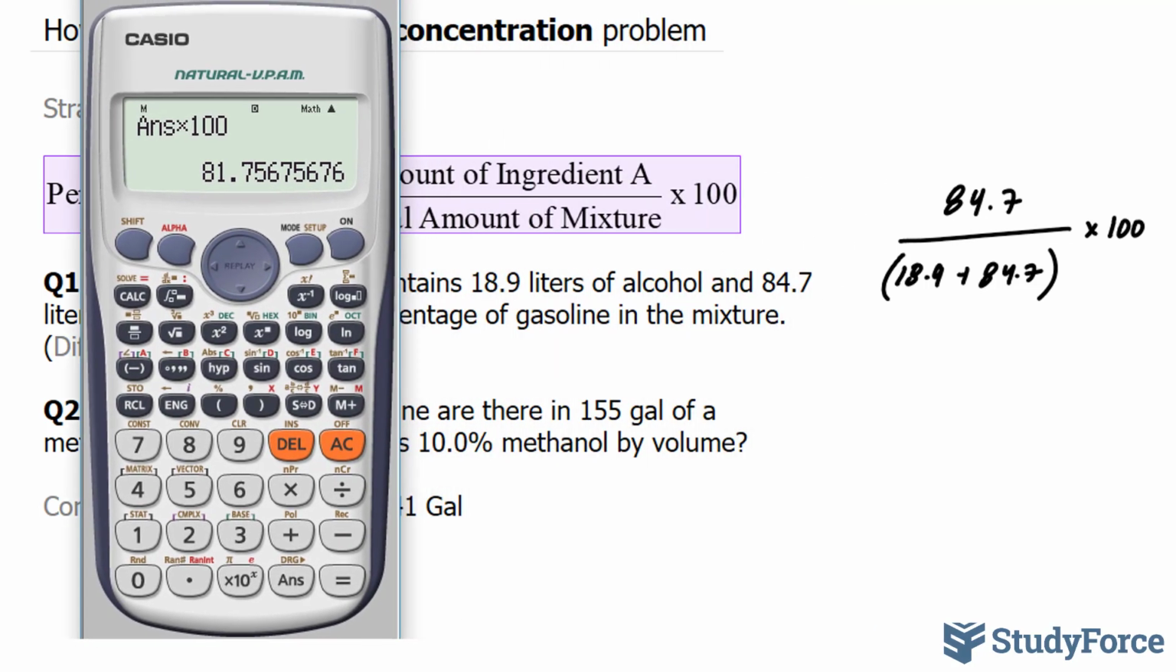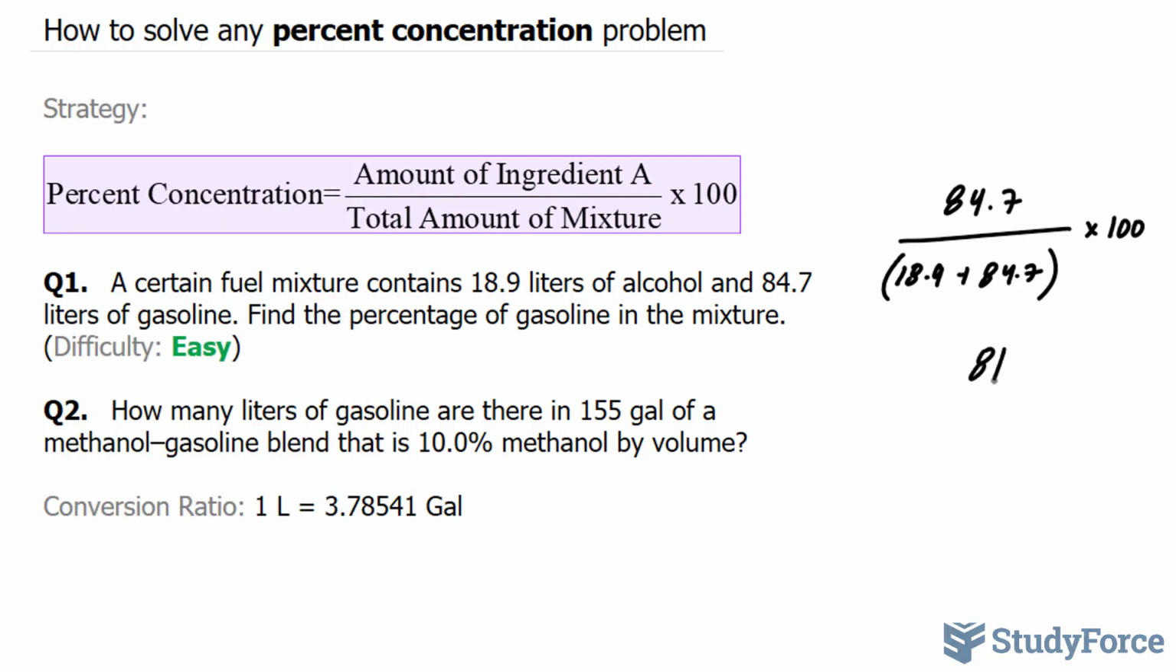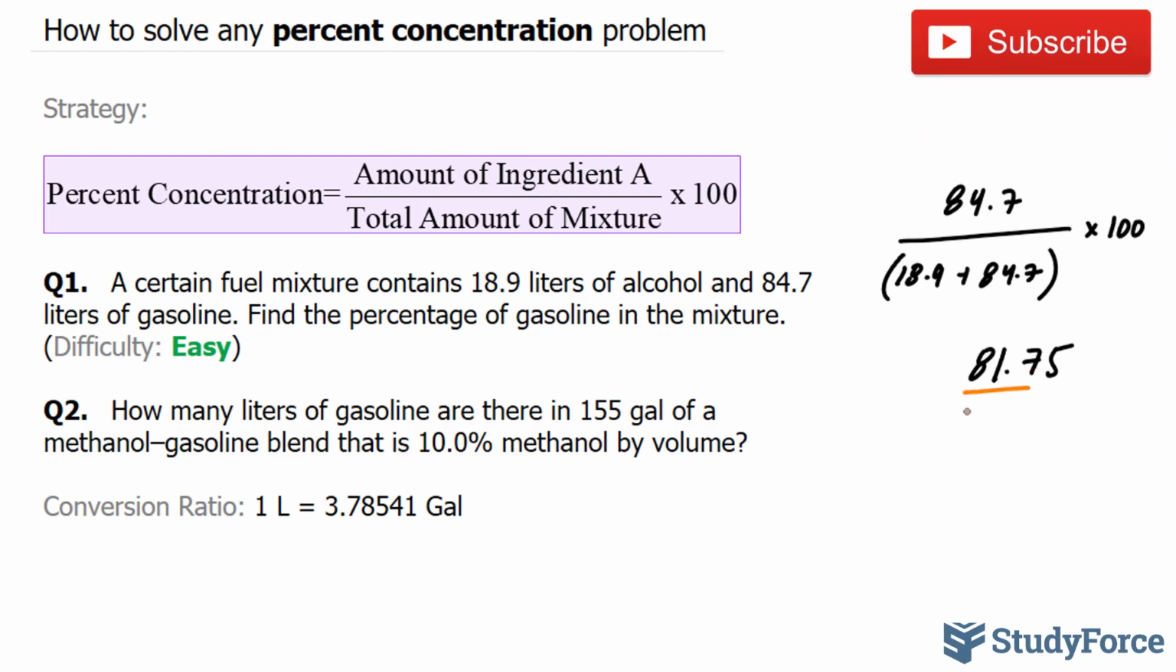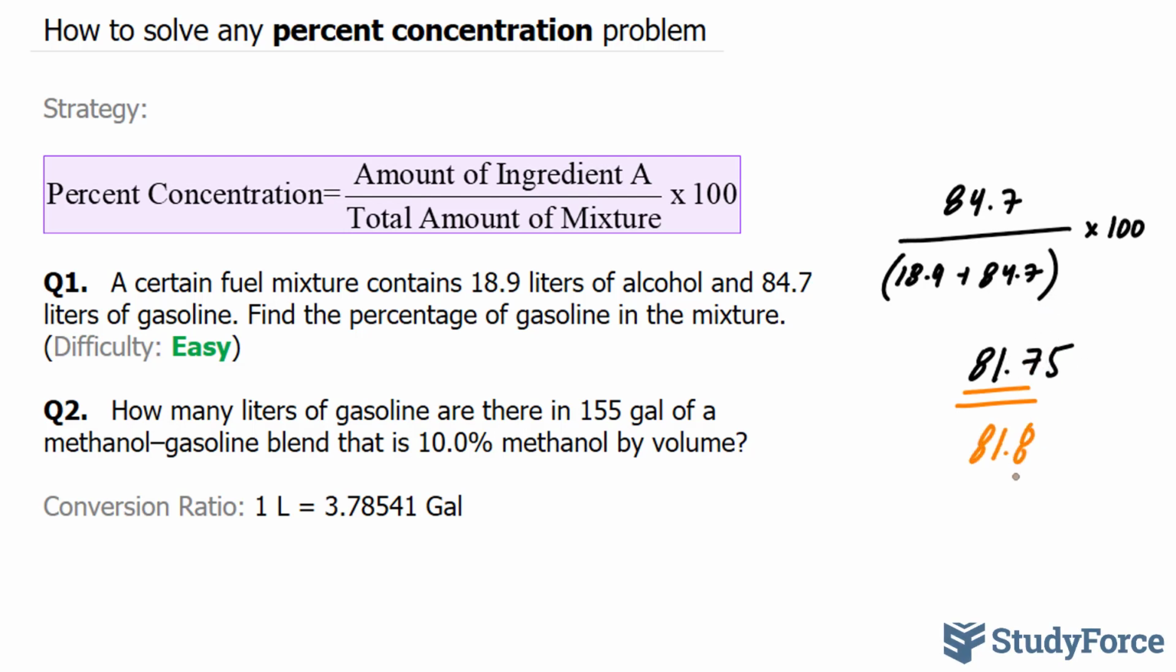81.75. So let's write this down to 3 significant figures, because this has 3 significant figures and so does this, so our final answer should also have 3 significant figures. So let's write down 81.75. Now of course we'll have to get rid of this 5 because we only have 3 significant figures. And since the last retained number is odd and the number after it is 5, this will be rounded up to 81.8. And that represents the percentage of gasoline in this mixture.